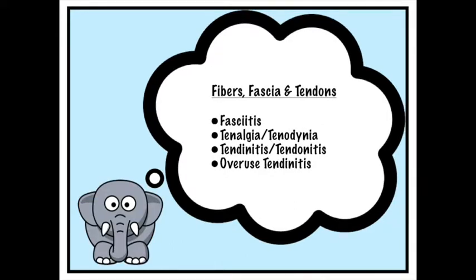Pathology of the fibers, fascia, and tendons. Fasciitis is inflammation of a fascia. Fascio meaning fascia, and itis meaning inflammation. This term is spelled correctly with two i's next to each other, but fasciitis is also an acceptable spelling. Tenalgia is pain in a tendon. Teno meaning tendon, and algia meaning pain. It is also known as tenodynia.